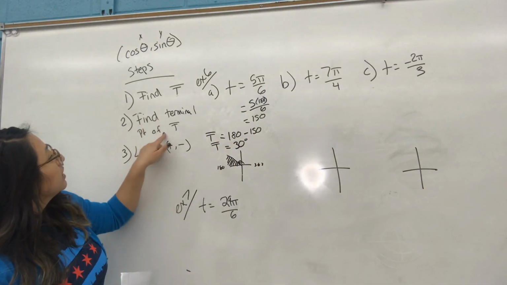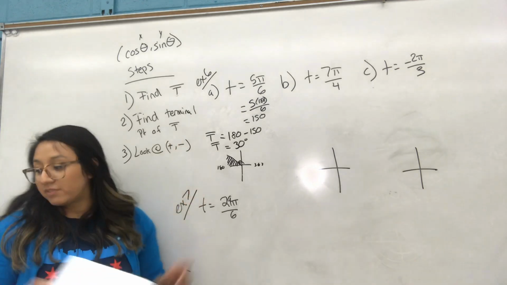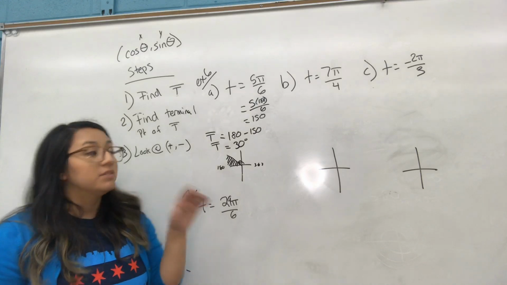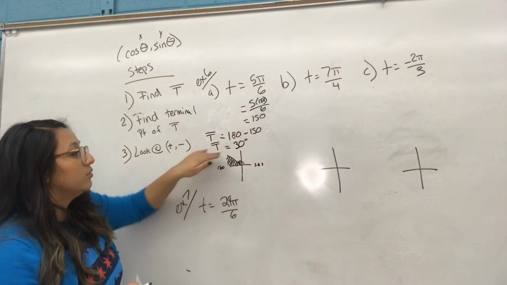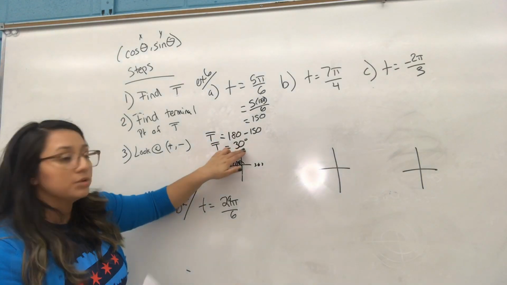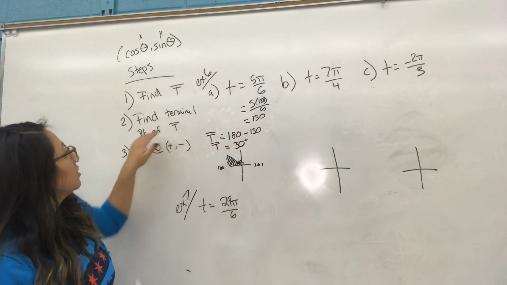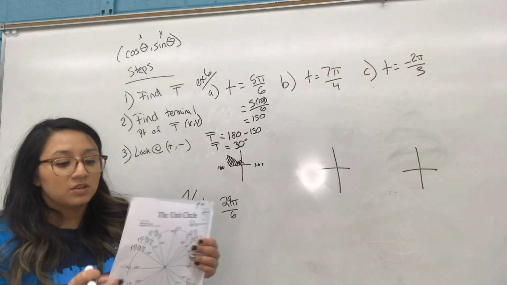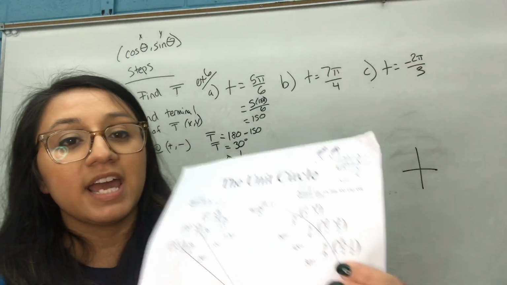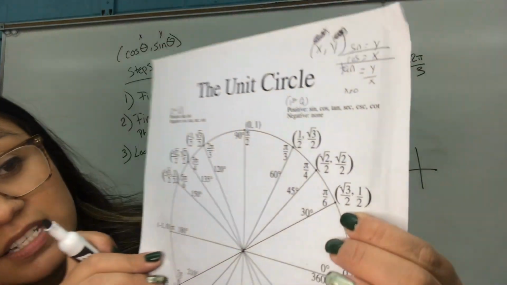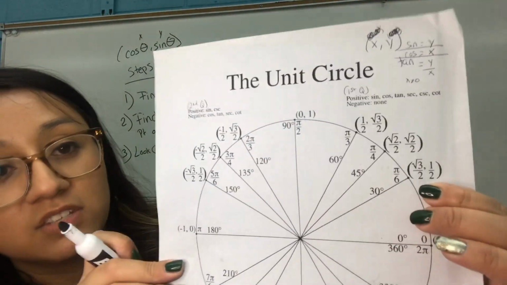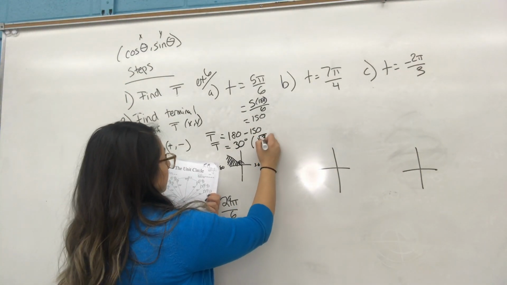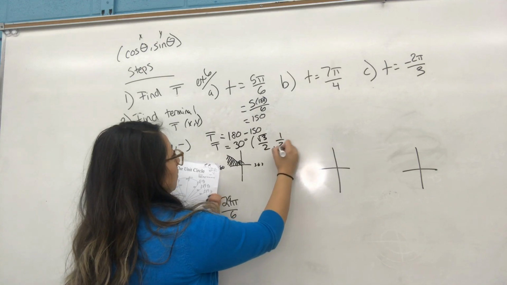The second step is to find the terminal point of your reference number. If you look at that, we're not looking at 150. Oh, excuse me. We're not looking at 150. We're looking at what we just found, which is the reference number. So we're looking at the coordinates for 30. So the terminal point is basically your coordinates, so x comma y. So if I look at 30 in my chart, 30 has the coordinates here, and it says radical 3 over 2 and 1/2. Those are the coordinates I am going to be writing down. Radical 3 over 2 and 1/2.